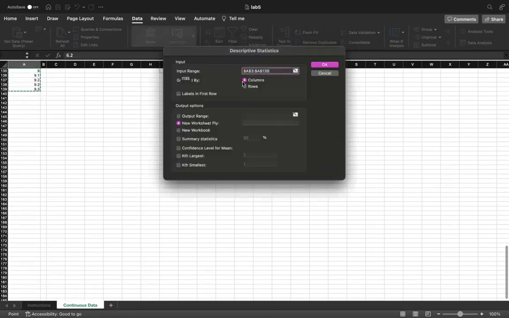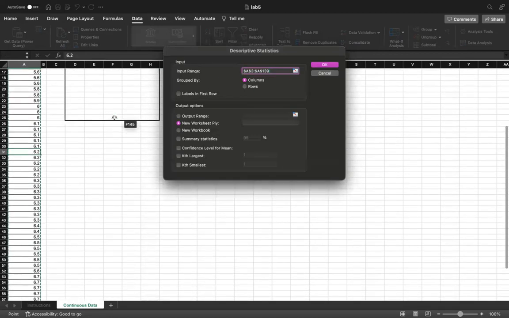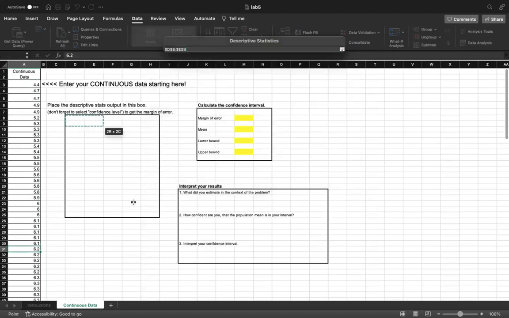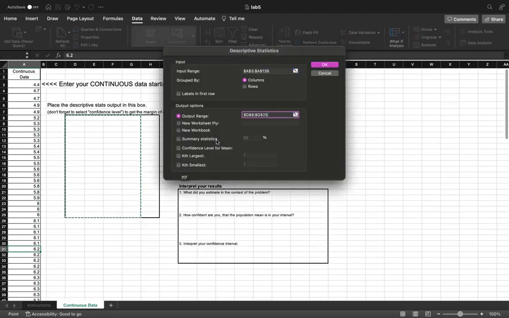Things happen. All right. So for my output range, I want it to go in this little box right here. Wherever that is, I want that to go into that box there. You're going to click on some different things here. I do want my summary statistics, but I also want the confidence level. So right here, we have confidence level for mean.